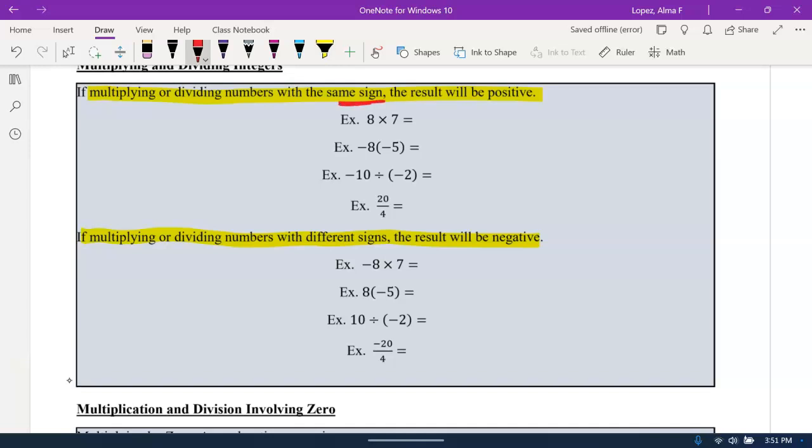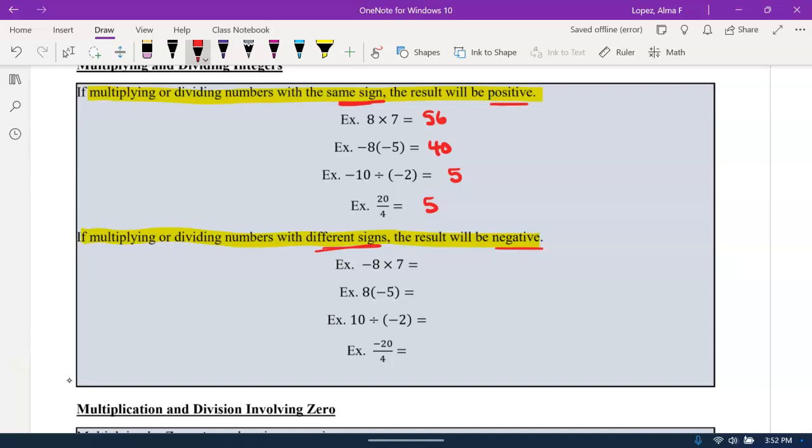So, same sign, positive. Different signs, negative. And this is when you're multiplying or dividing two integers, okay? 8 times 7, of course, would be 56. Negative 8 times negative 5, two same sign numbers, so positive 40. Negative 10 divided by negative 2, two same sign numbers, so it's going to be a positive answer, and 10 divided by 2 is 5. 20 divided by 4, positive 5, two positive numbers, so same sign, positive answer.